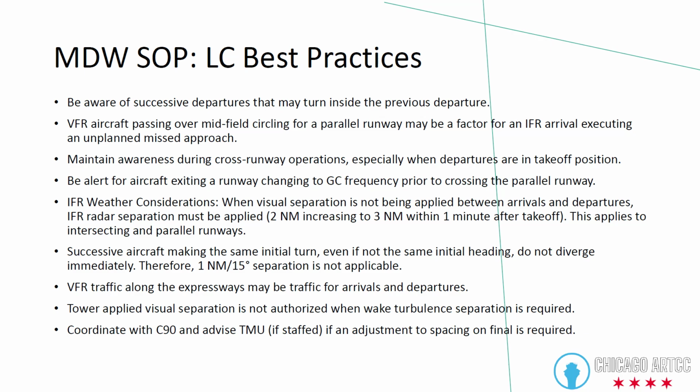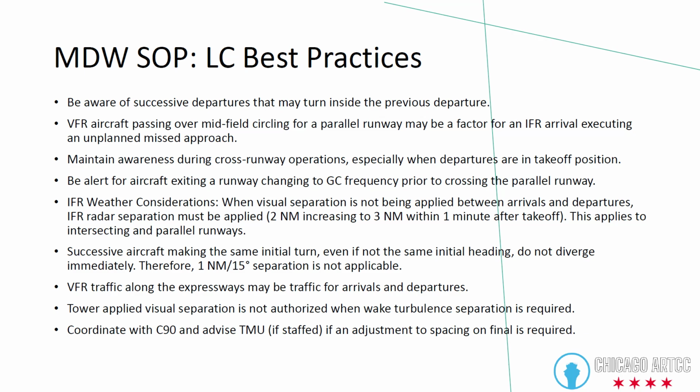Successive aircraft making the same initial turn, so let's say it's 250 going over PQ for instance, even if not on the same initial heading, do not diverge immediately, therefore 1 nautical mile 15 degrees separation is not applicable. Now I will say, with the runways being 6,000 feet at Midway, it's almost impossible to not get SRS. If you've got SRS of 6,000 feet, it's almost impossible to not get 3 miles in trail, which is what we need minimum IFR to IFR separation en route, in the TRACON anyway.